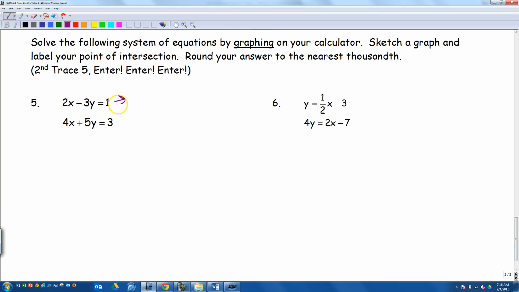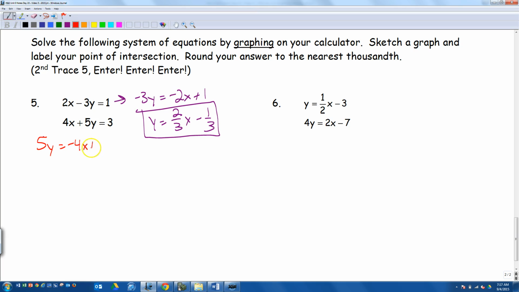So I'm going to do this one first and say I have -3y is equal to -2x plus 1. Y is equal to, divide by -3, 2/3 x minus 1/3. So this is going to be my y1. Down here, I'm going to solve this one for y. I get y is equal to -4/5 x plus 3/5. So those are my two y's.